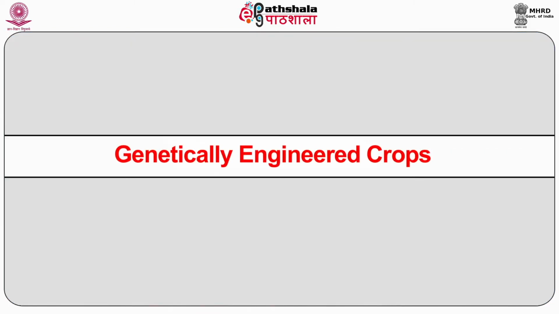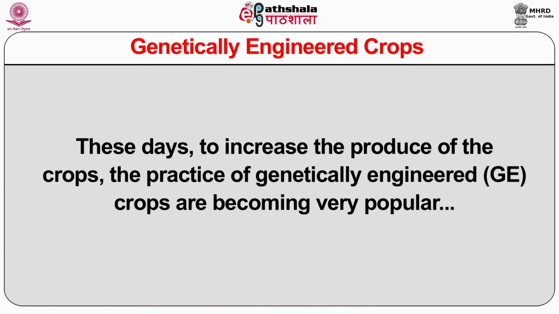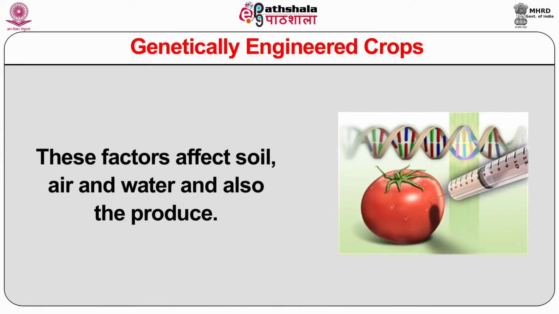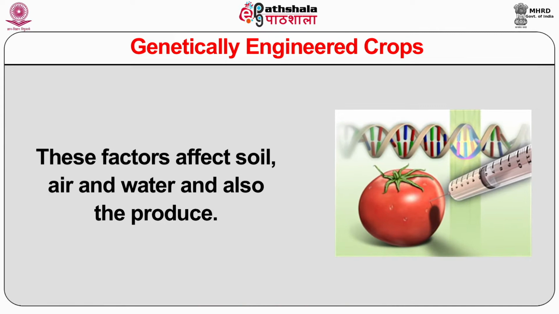Now, I will explain genetically engineered crops. These days, to increase the produce of the crops, the practice of genetically engineered crops is becoming very popular. We cannot ignore that it is causing many health hazards such as pollution and chemical contamination. These factors affect soil, air and water and also the produce. No doubt the pesticides eliminate the pest, yet we cannot rule out that they have caused hazards of chemical pollution.